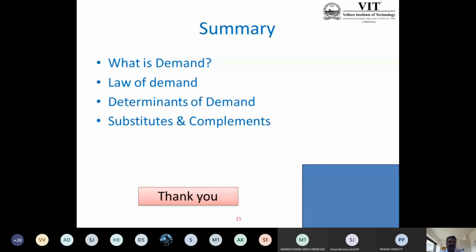Today we have seen what is demand, law of demand, demand curve, determinants of demand, and we discussed substitutes and complements. That's all for today.